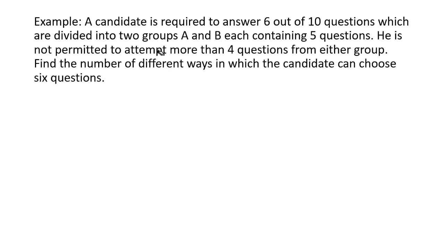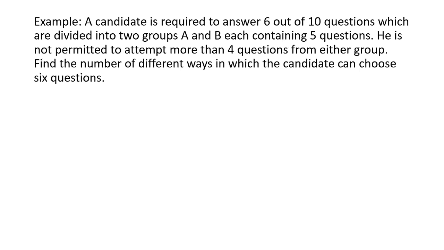Let us solve few example problems, and the first problem is like this. A candidate is required to answer 6 out of 10 questions, which are divided into 2 groups A and B, each containing 5 questions, and he is not supposed to answer more than 4 questions from each group. In how many ways can he select these 6 questions? So try to understand the question. A candidate is required to answer 6 questions out of 10 questions. These 10 questions are divided into 2 groups, A and B. Each group contains 5 questions.